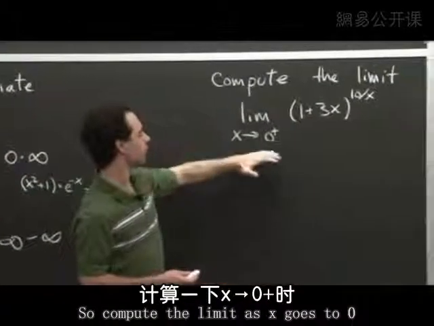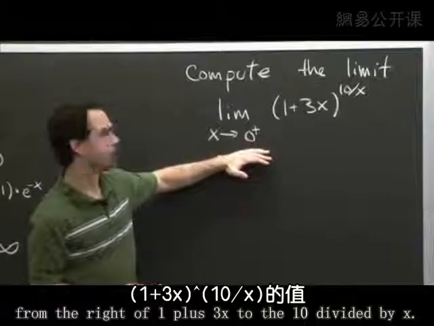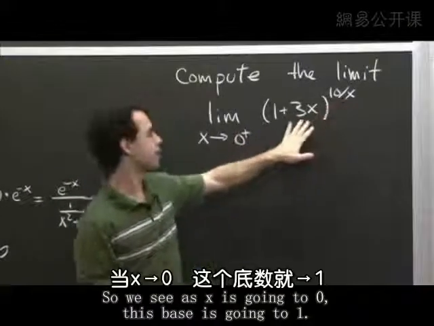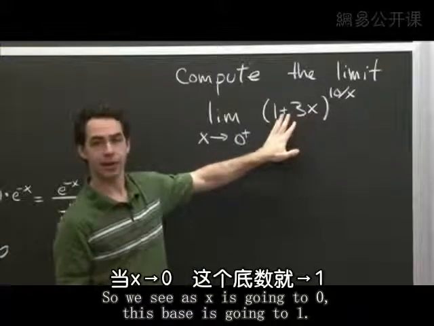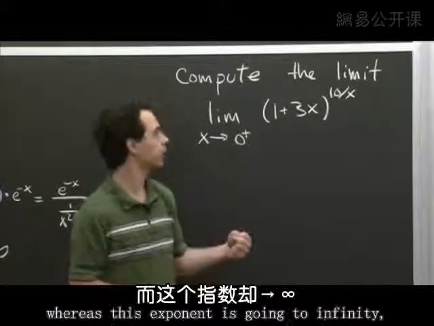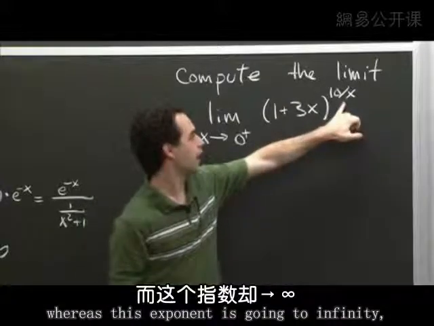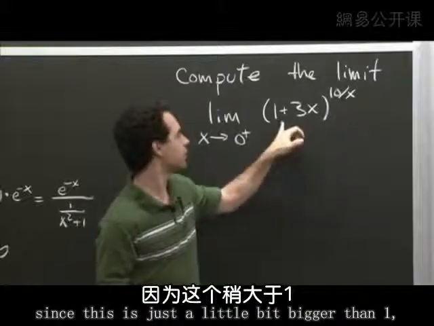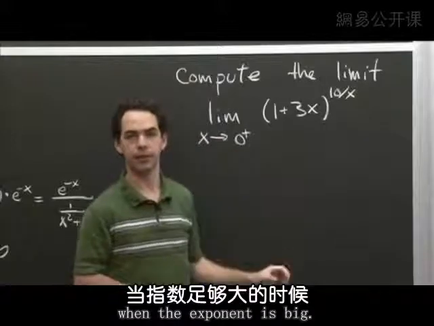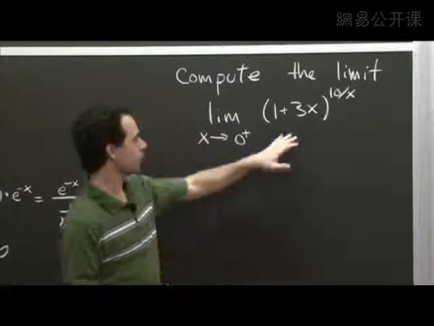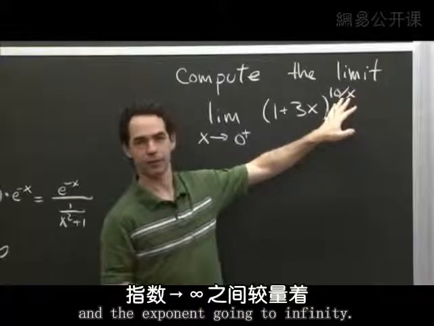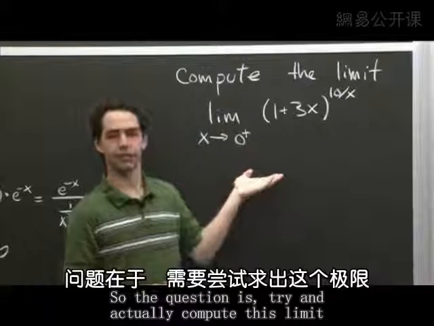So compute the limit as x goes to 0 from the right of (1 plus 3x) to the 10 divided by x. As x goes to 0, the base goes to 1, which makes the whole expression want to be close to 1. Whereas the exponent is going to infinity, and since the base is just a little bit bigger than 1, that makes the whole expression want to be big when the exponent is big. So you have a tension here between the base going to 1 and the exponent going to infinity. The question is to actually compute this limit.